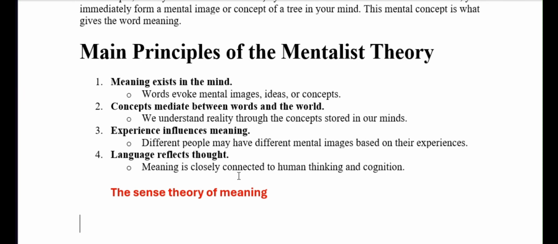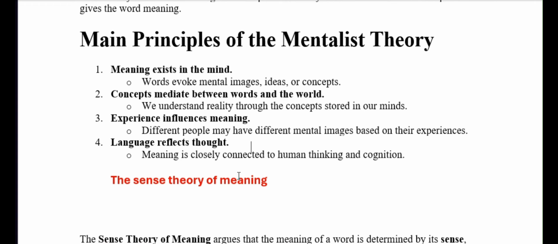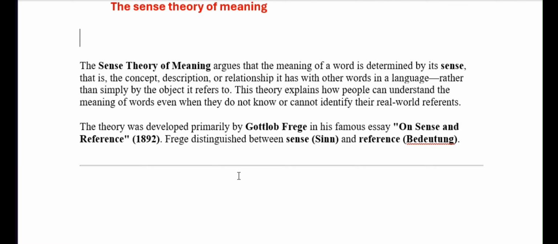Now let's see the other theory, which is the sense theory of meaning. Sense theory of meaning basically argues that the meaning of a word is determined by its sense, that is, the concept, description, or relationship it has with other language, rather than simply by the object it refers to. It basically says that the person does not need to know or identify the real world reference to which the word is referring. It was developed by Gottlob Frege in his famous essay on sense and reference in 1892. Frege distinguished between sense and reference.